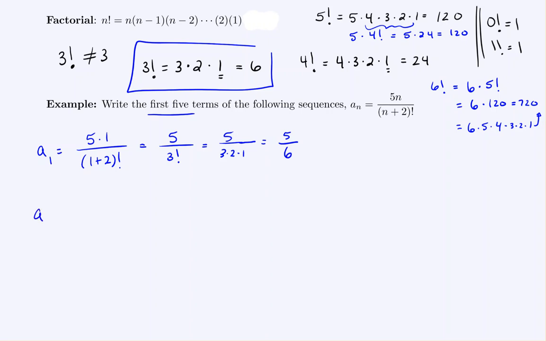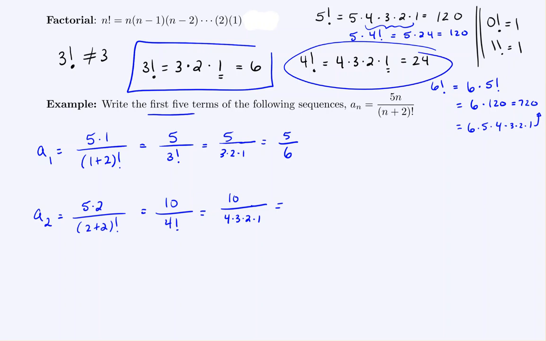Let's find the second one together. A sub 2, so 5 times 2, all over 2 plus 2, then factorial, which you can mentally have written down as just 4 factorial. 5 times 2 is 10, over 4 factorial, and we can either write out what 4 factorial is, 4 times 3 times 2 times 1, and calculate that, or you can memorize 4 factorial is 24, and either way we get 10 over 24, which if we want to, we could reduce to 5/12. Now take a moment to find a sub 3, a sub 4, and a sub 5. I recommend you pause the video, attempt this on your own, and when you unpause, we'll work through it.